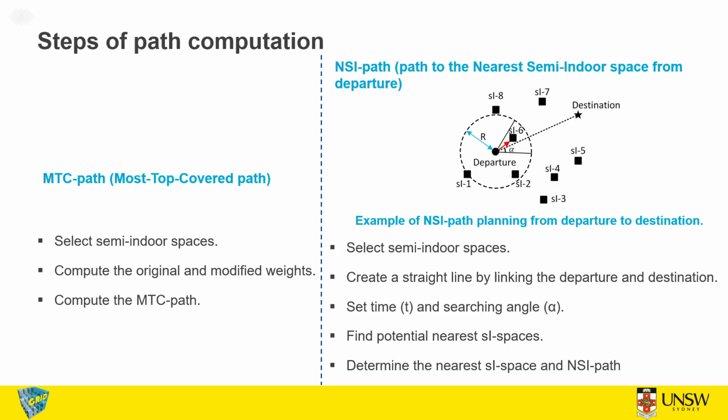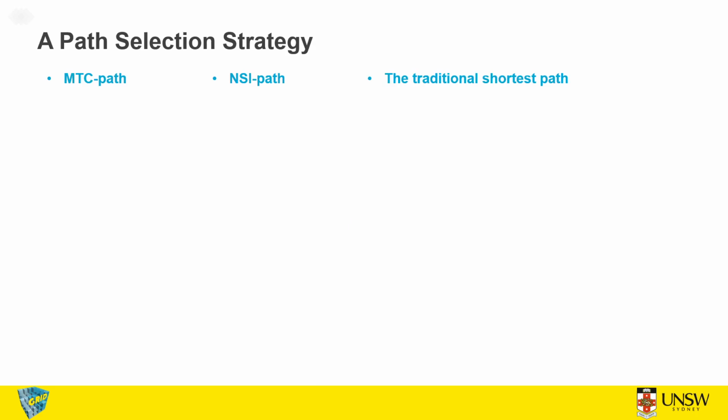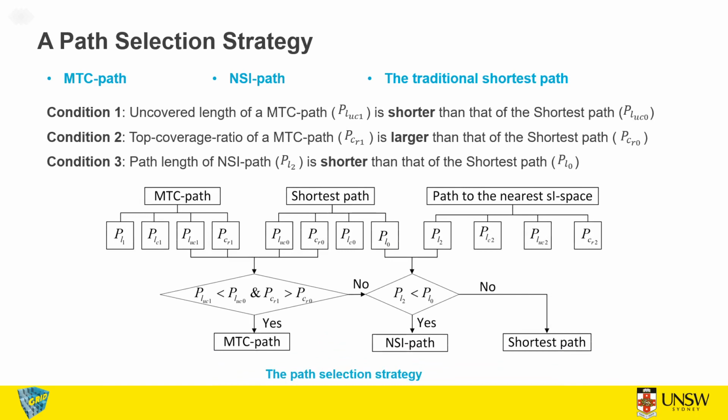In the MTC path planning, the criteria for minimization is the distance and the top coverage ratio. In the NSI path planning, the time is an acceptable time period of pedestrian to move to the nearest semi-indoor space, while the searching angle helps to reduce the search area. As it can be realized, there are three different path options for pedestrian. The new proposed path may not be the shortest path. To help a pedestrian to choose one, we proposed a path selection strategy.